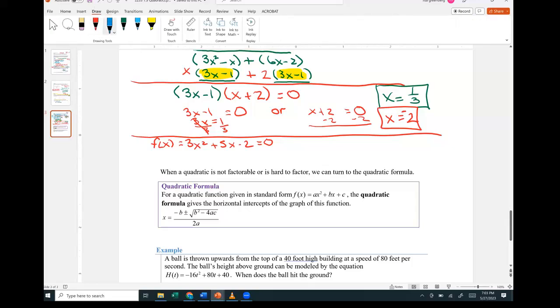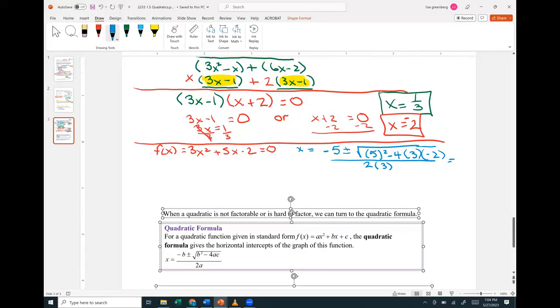So let's say x is equal to -b, and b is 5, plus or minus the square root of b, which we already said was 5, b squared minus 4 times a times c. C is -2. This whole thing divided by 2 times a. And let's simplify.